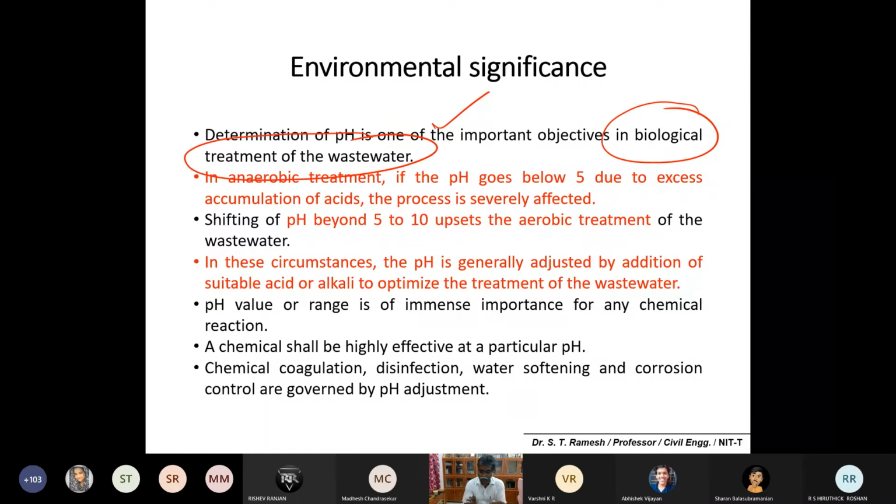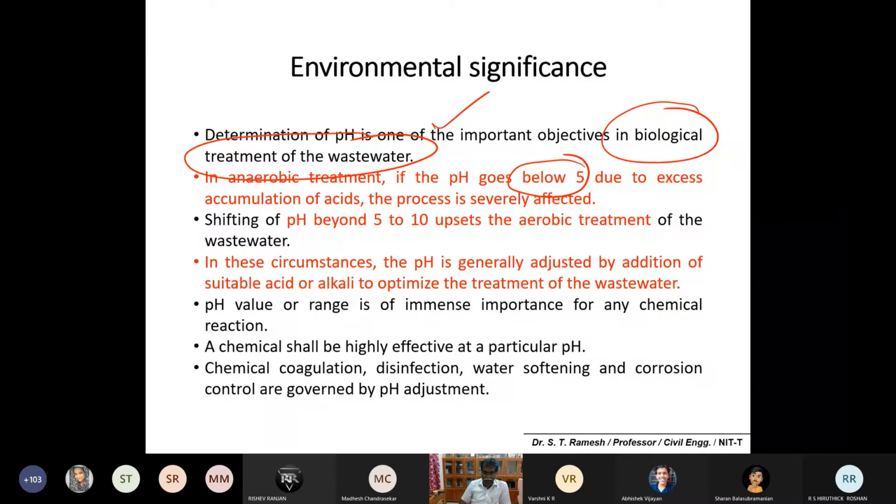Probably you'll be studying biological treatment of wastewater now, so I need not go into detail. In the case of anaerobic treatment, pH goes below 5 due to excess accumulation of acids, thereby your system or the process is severely affected. Please note it down. Similarly, if you have any difficulty in your stomach, normally for any anaerobic system, people consider your digestion system. If the pH falls below 5, it will create accumulation of acids, and the complete process will be affected.